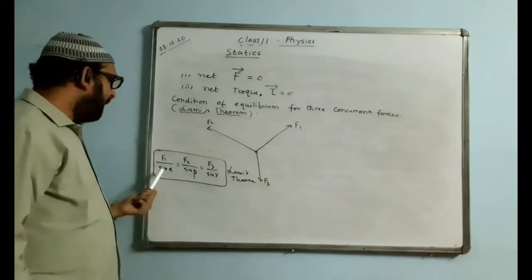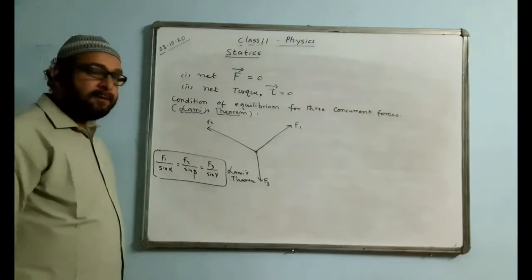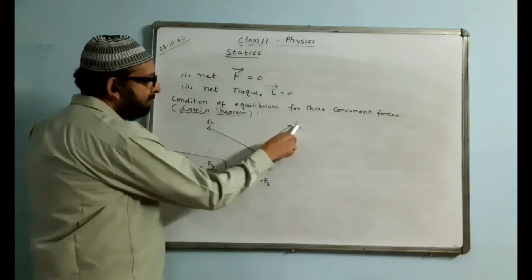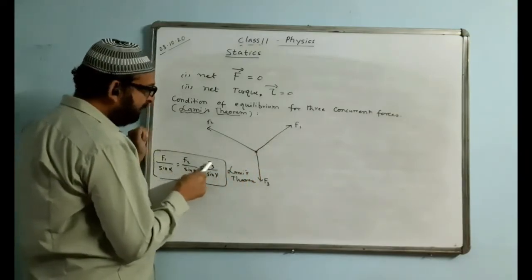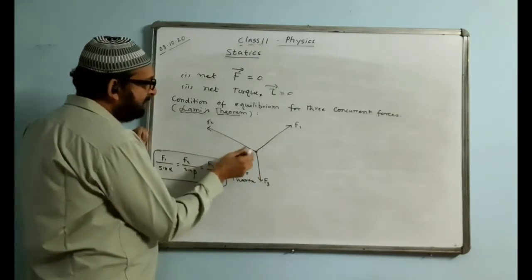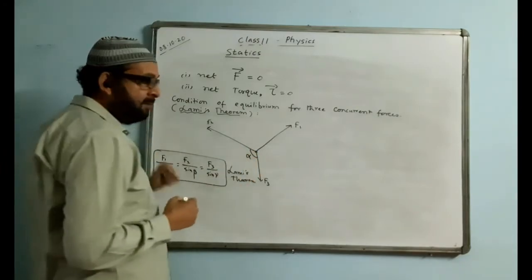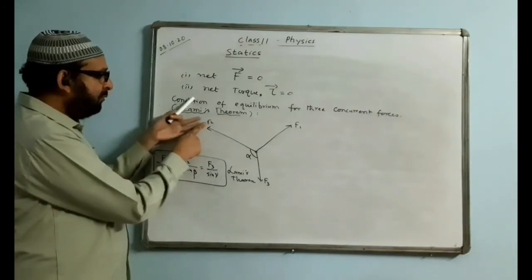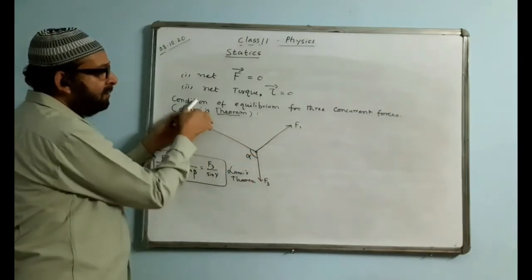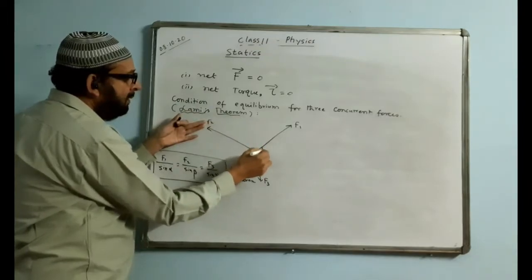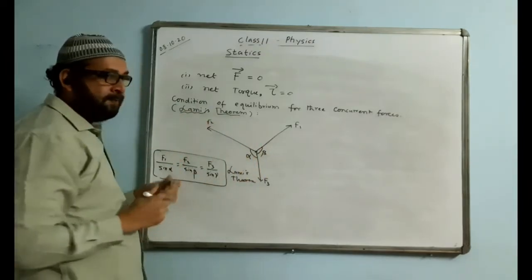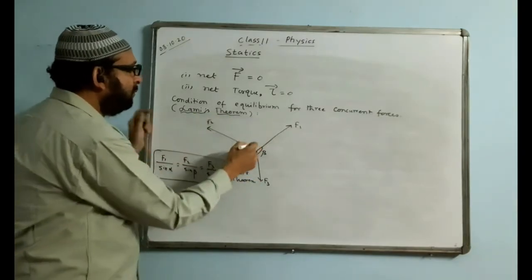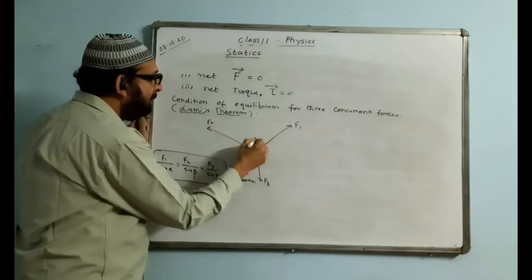Now I'll talk about the angles alpha, beta, and gamma. How do we take them? When you take F1, the angle between the other two forces, between F2 and F3, will be the angle alpha. When you take F2, you take the angle between the other two, which is over here. This will be beta. When you take F3, you take the angle between the other two, which is gamma.